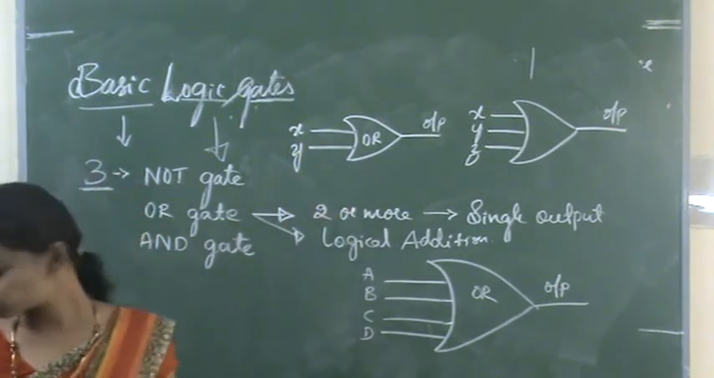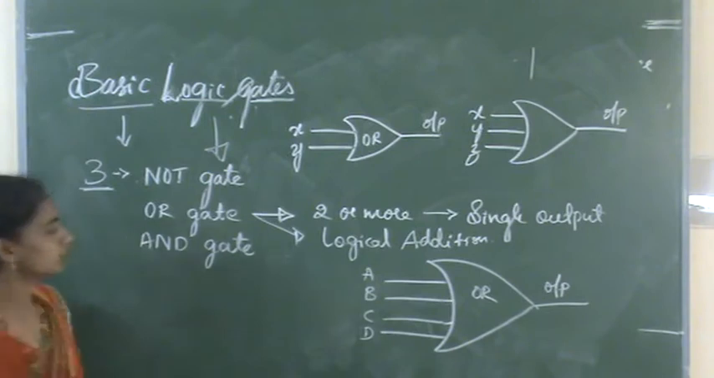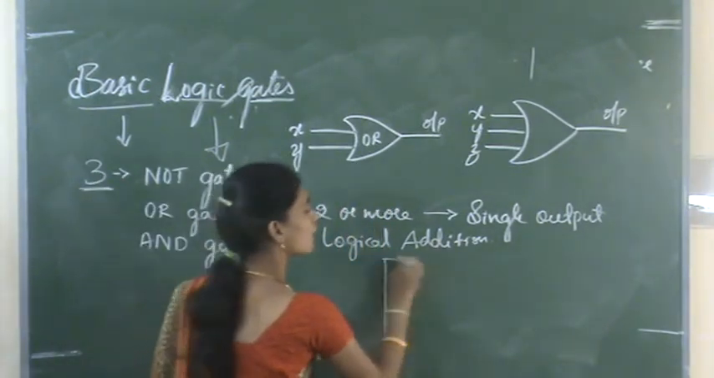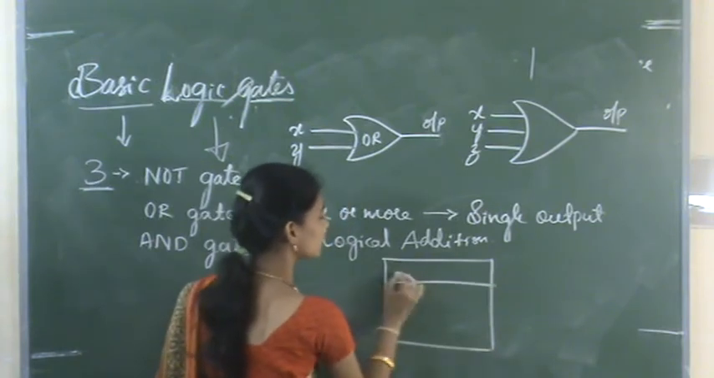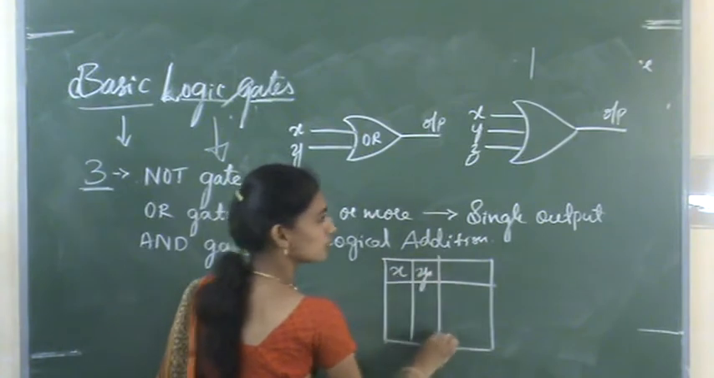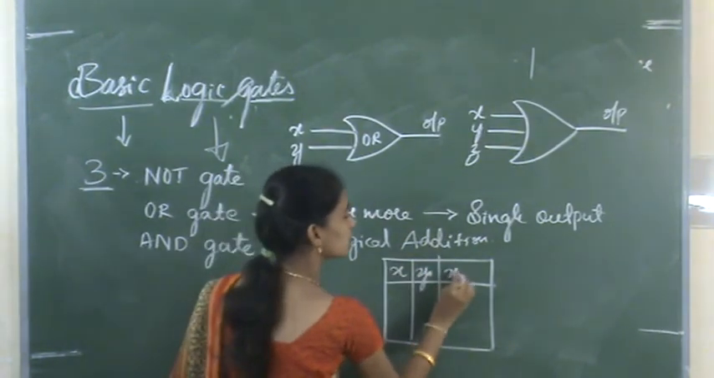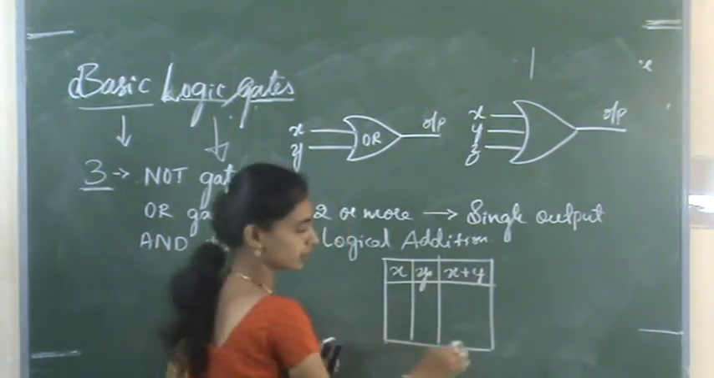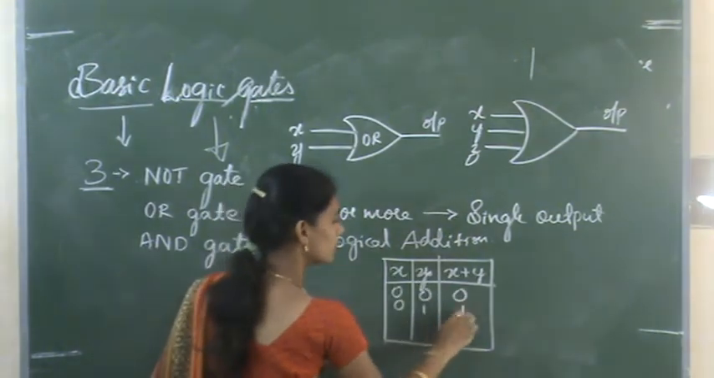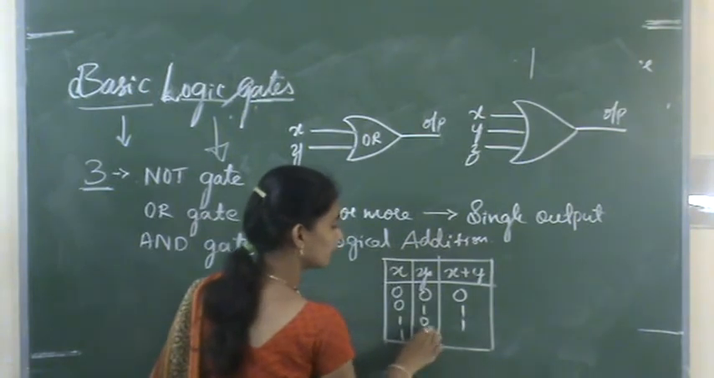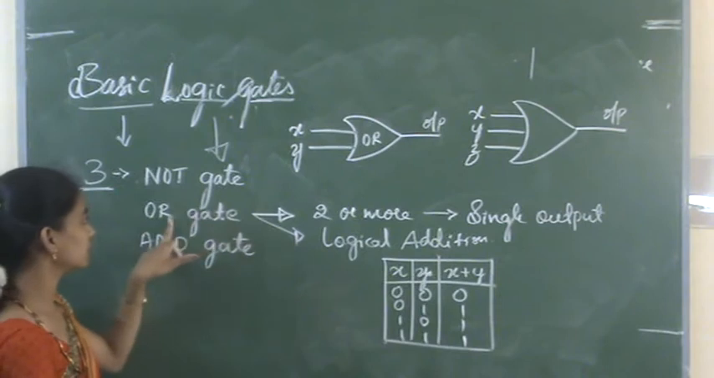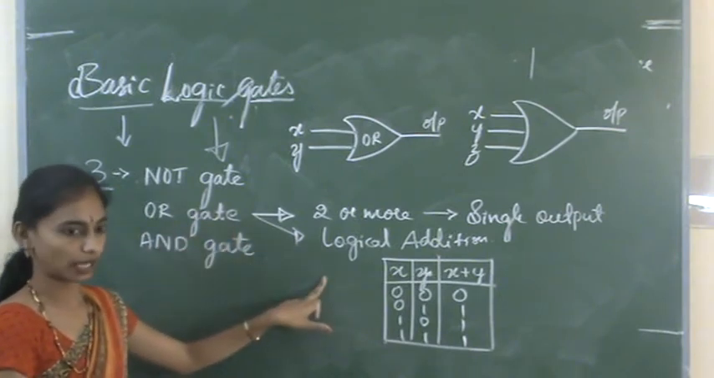How do we write a truth table for this OR gate? We know how to represent the truth table. If we are using X, Y, the OR operator means X plus Y. So 0, 0 gives a result of 0; 0, 1 gives 1; 1, 0 gives 1; 1, 1 gives 1. This is how we represent the OR gate truth table.